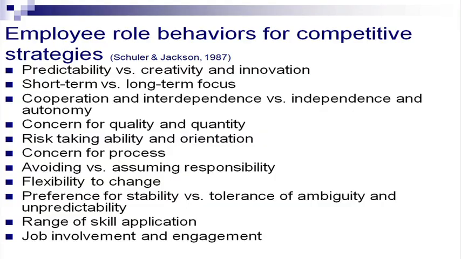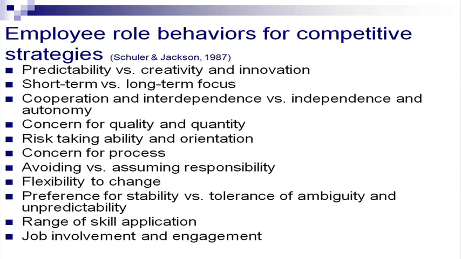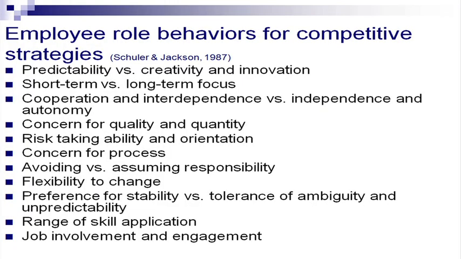Concern for quality and quantity is another behavior that helps the HR strategies align with the strategies of the organization. Risk taking ability and orientation: some people are risk takers, some people are very cautious. We need both kinds of people in the organization. Concern for process: some people give due consideration to the processes that are followed in the organization, some people don't. Avoiding versus assuming responsibility: some people like to avoid responsibility, some people like to take on the responsibility of more and more things and do what they take on the responsibility for.